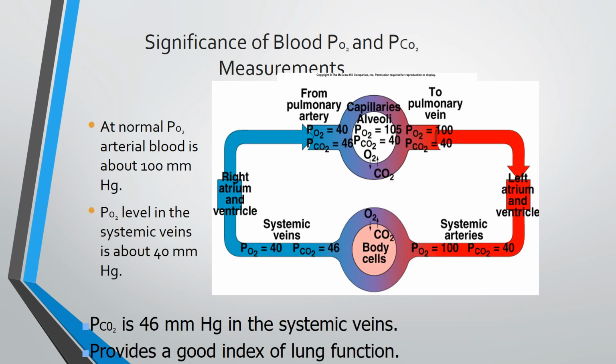So when we look at the measurements of partial pressure of both oxygen and carbon dioxide, let's look at the two different systems of the pulmonary circuit and the systemic circuit.